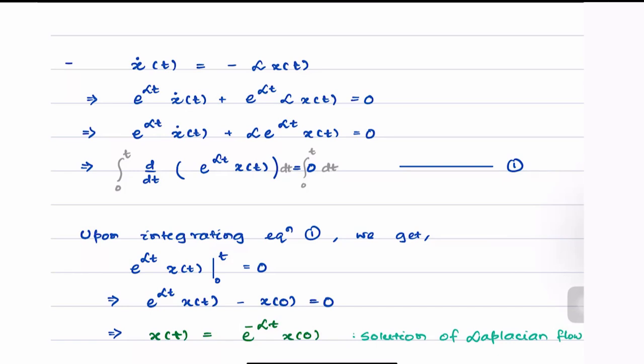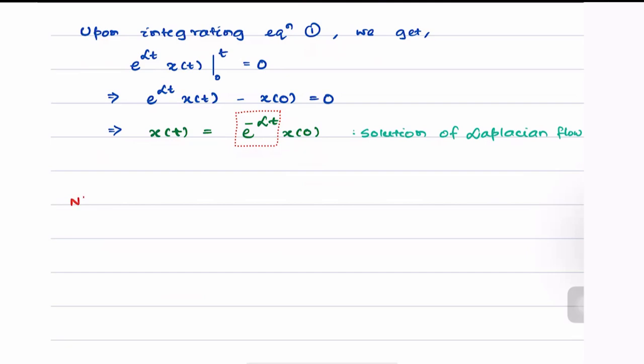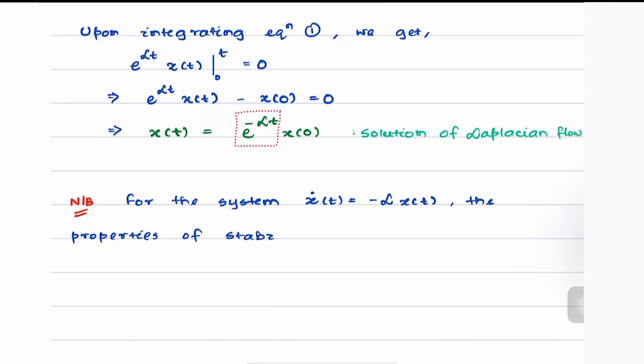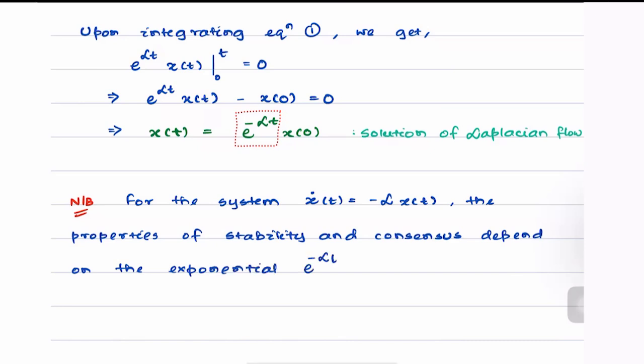So we can observe a few interesting things here. Notice here that the entire solution depends only on the term e raised to the power minus Lt, meaning we can now say for the system x dot of t equals minus L x of t, the properties of stability and consensus, in fact, any of the properties dependent on the states of the system, depend on the exponential e raised to the power minus Lt.